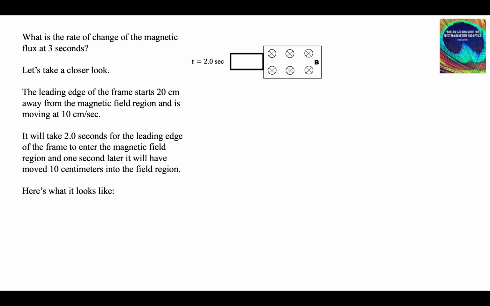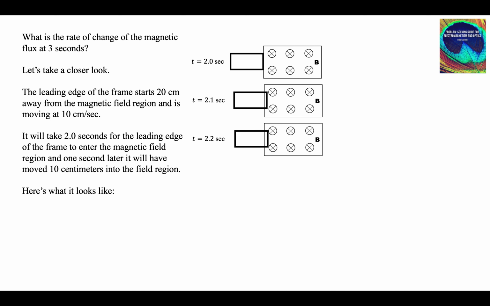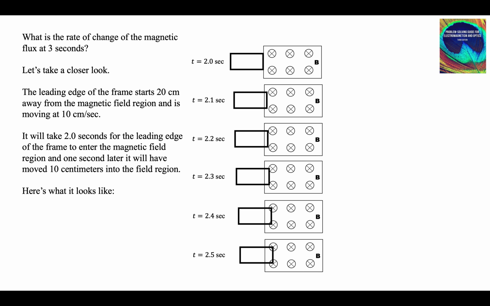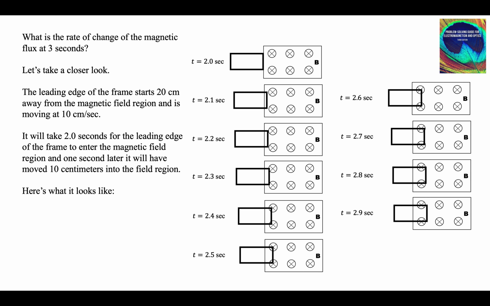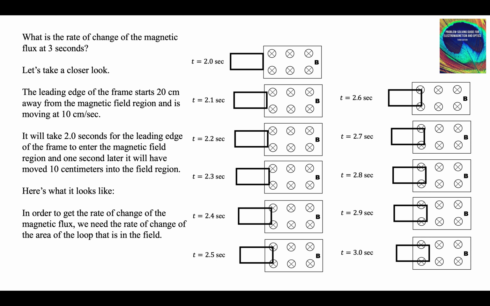So there's 2 seconds after it started. It's going to come into the field. At 2.1, it's 1 centimeter in. 2.2, 2.3, 2.4, 2.5, 2.6, 2.7, 2.8, 2.9, and 3. We want to know the rate of change of the area that's in the field. The magnetic field is constant, so dB/dt is 0. The reason why the flux is changing is not because the magnetic field's changing, it's because the area of the loop in the field is changing. Let's take an even closer look because we really want to understand how to calculate dA/dt.